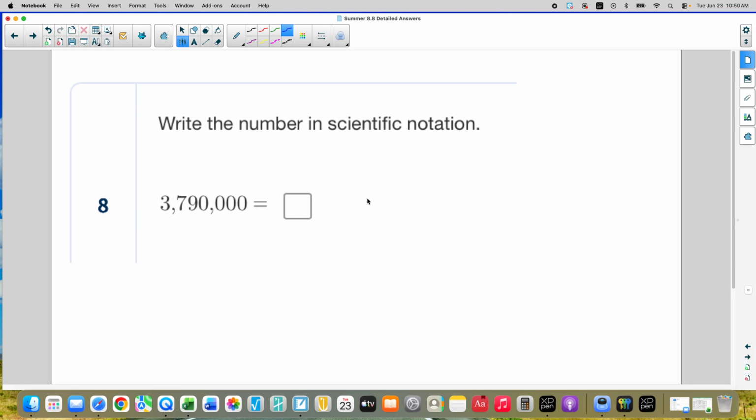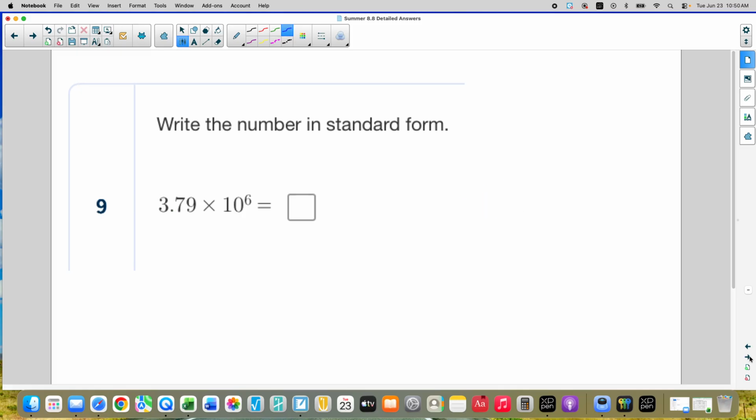Write the number in scientific notation. That's going to be 3.79 times 10 to the 1, 2, 3, 4, 5, 6. Remember, this is a big number, and so that's where the bigness went. We took a big number, made it small. So where did the bigness go? Here is the big. That's where the size is.